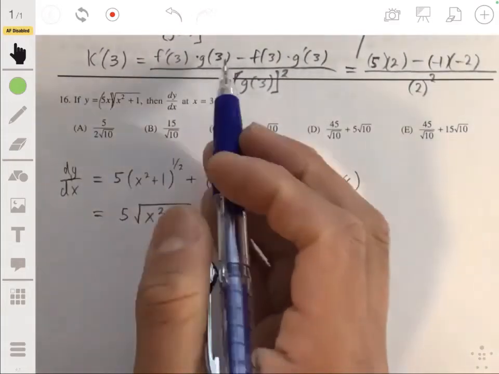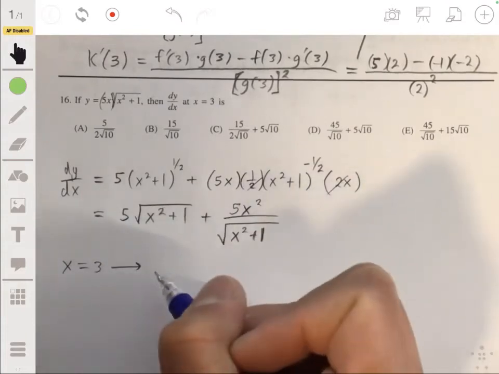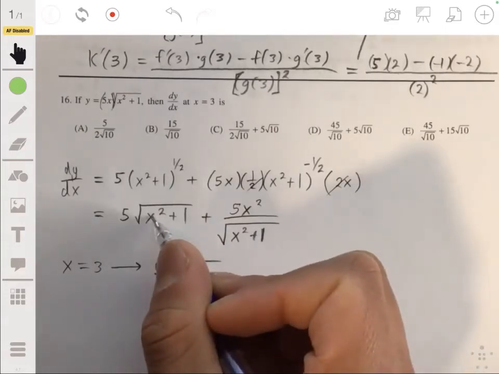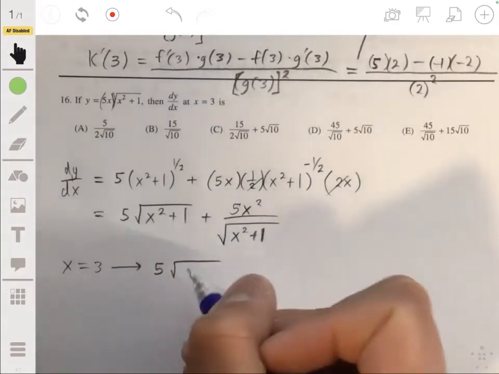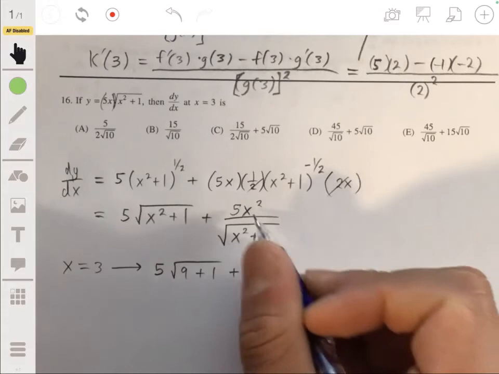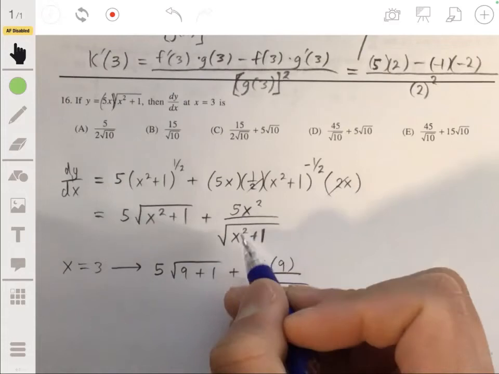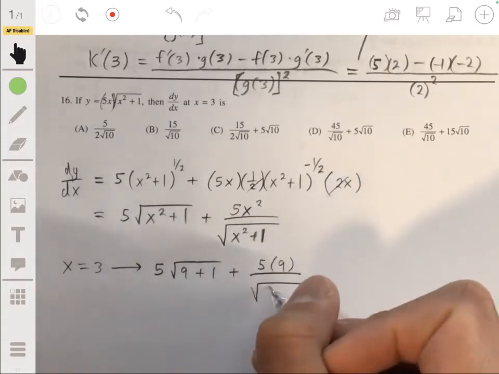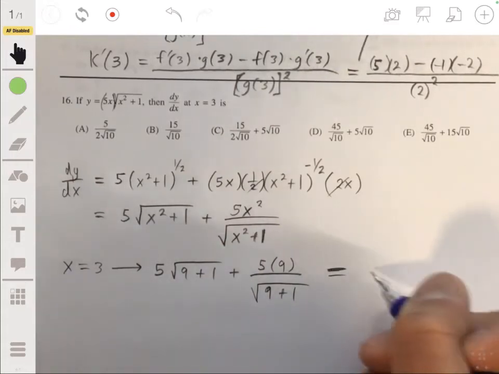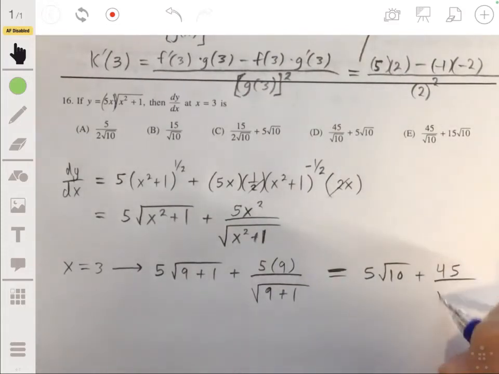And so if we're going to evaluate dy dx at x equals 3, all you're doing is plugging 3 in for x. So you're going to have 5 times the square root of 3 squared, or 9 plus 1, or 10, plus 5 times 3 squared, excuse me, 5 times 9, over again the square root of 3 squared plus 1, or the square root of 10. So we get 5 times the square root of 10 plus 45 over the square root of 10.